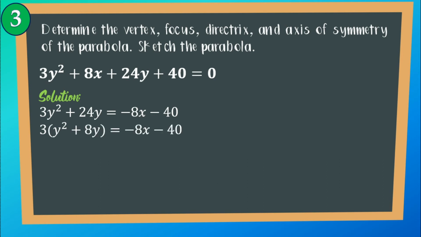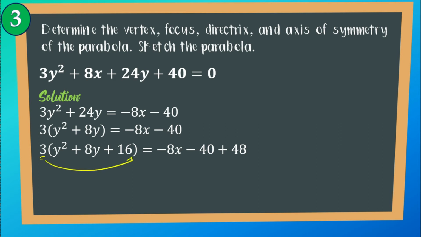So since common naman yung 3, factor out natin. 3 times y squared plus 8y equals negative 8x minus 40. Let's make it a perfect square trinomial. 3 times quantity y squared plus 8y plus 16 equals negative 8x minus 40 plus 48. Why? Because yung 3, multiply natin by 16. Okay, so that's why it gives us 48. Okay, let me erase this one.